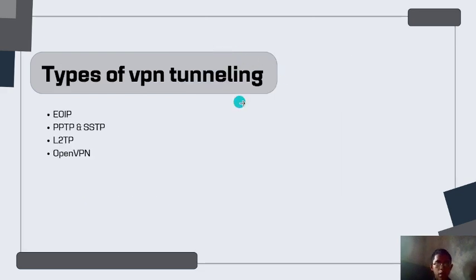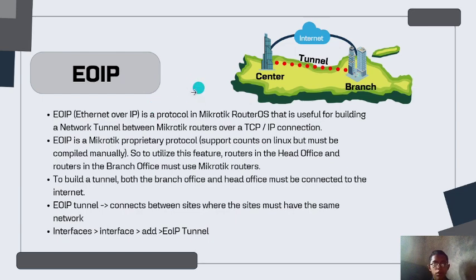And the types of VPN tunneling are EoIP, PPTP, SSTP, L2TP, and OpenVPN. But next, I will configure and practice about EoIP, PPTP, and L2TP. And first, I will explain about EoIP.